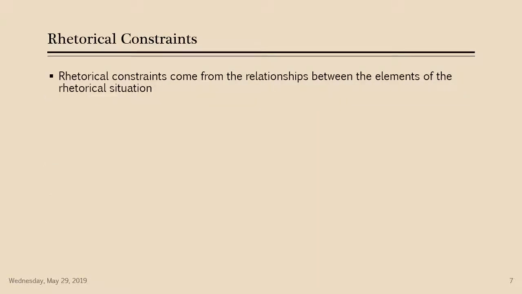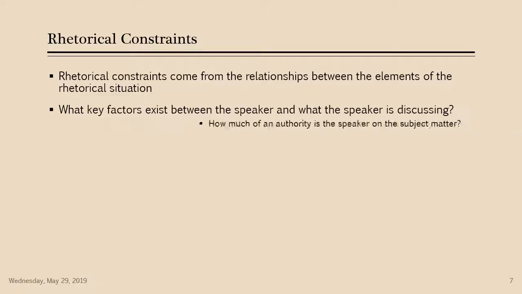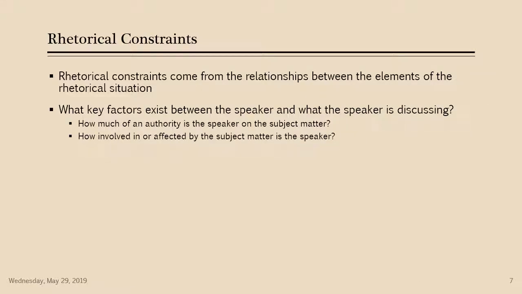So it's clear from our examples that rhetorical constraints come from the relationships between the elements of the rhetorical situation. So when you're trying to figure out what sort of rhetorical constraints a speaker faces, think about these sorts of things. What key factors exist between the speaker and the subject matter, which is what the speaker's talking about? How much of an authority is the speaker on the subject matter? How involved in or personally affected by the subject matter is the speaker?